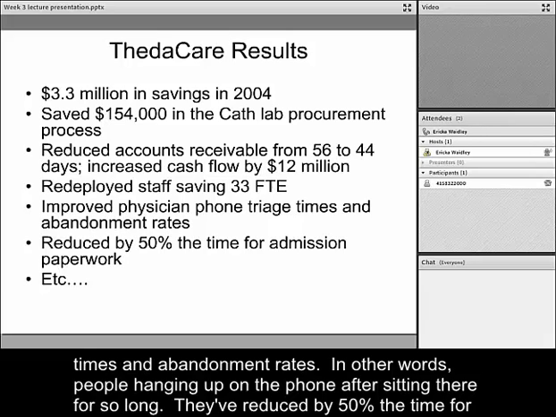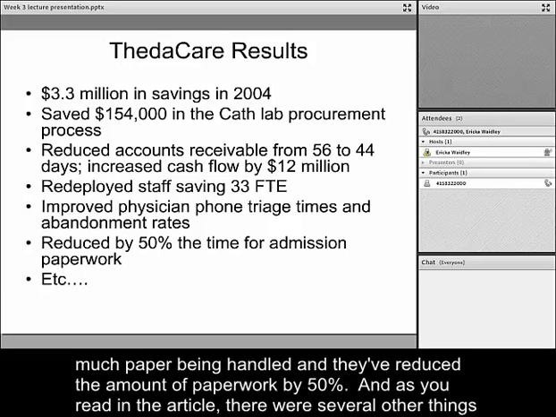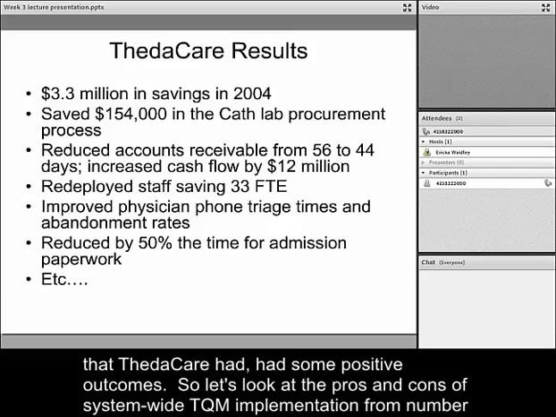They've reduced by 50% the time for admission paperwork. So they've looked at the process of admitting a patient and identified that there was a lot of waste in that process, too much paper being handled, and they reduced the amount of paperwork by 50%. And as you read in the article, there were several other things that Theta Care had some positive outcomes.